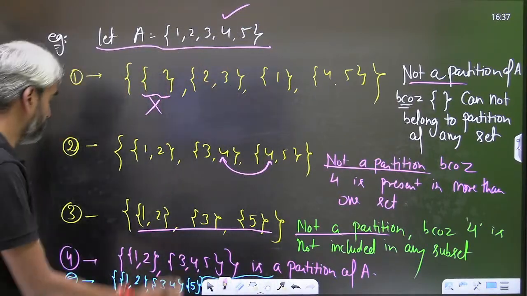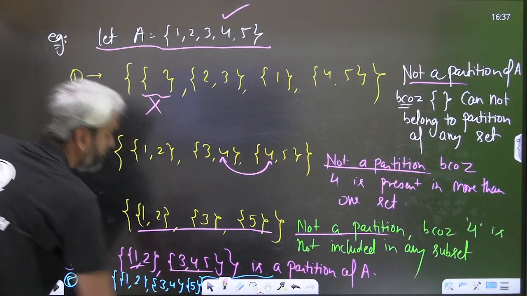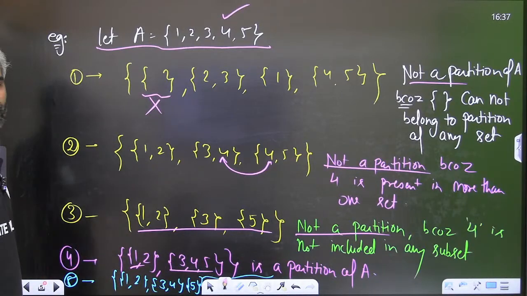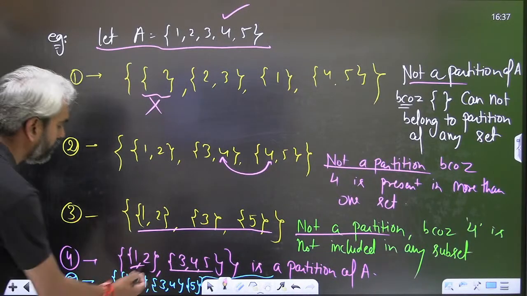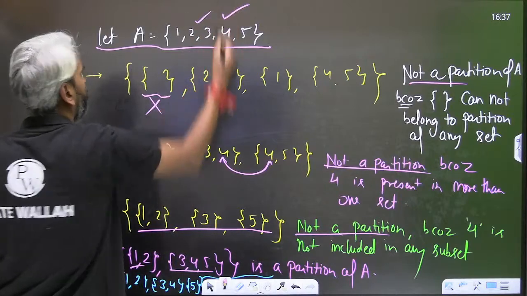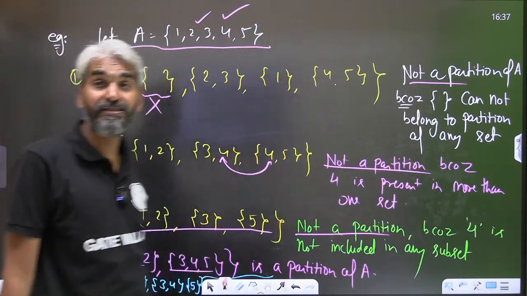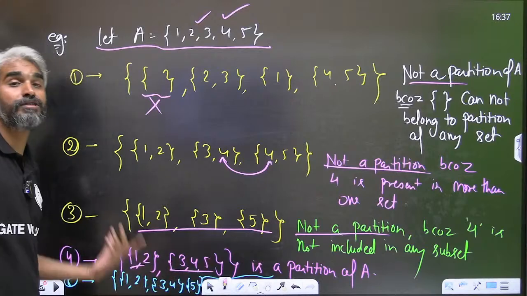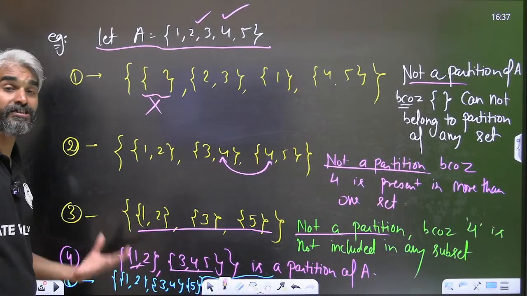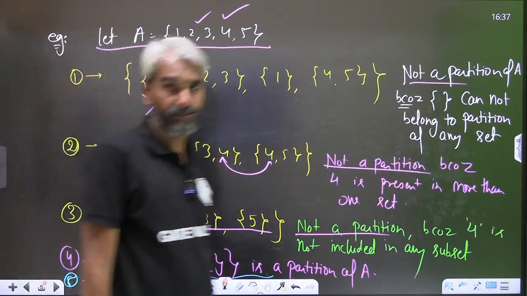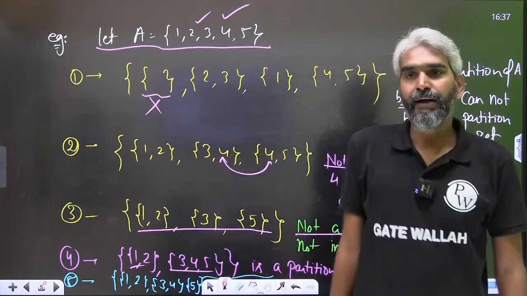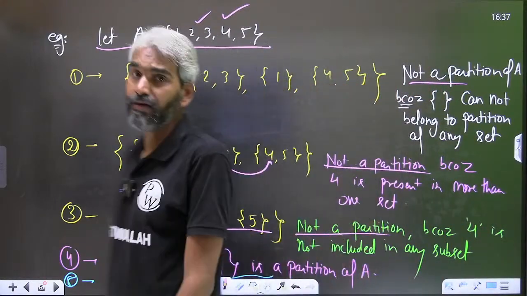But if every element of the set is present in exactly one non-empty subset, then it will be called a partition. You can see {1, 2} intersection with {3, 4, 5} will be empty, that is, no element is present in more than one subset. {1, 2} union with {3, 4, 5} will be {1, 2, 3, 4, 5}. That means every element of the set is present in exactly one subset. Therefore, it is a partition. So you may have a number of partitions for a given set.